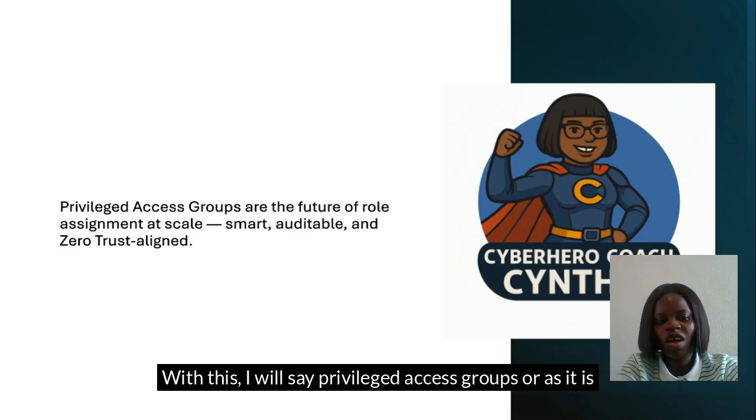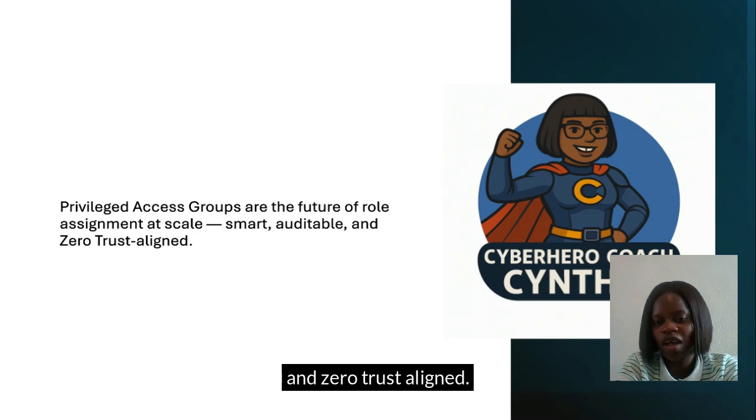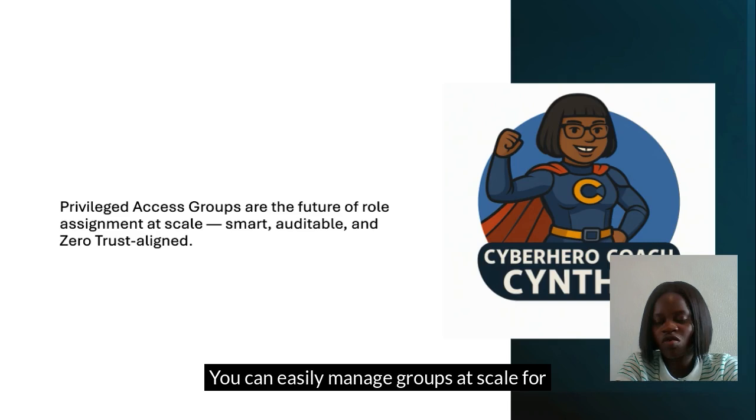With this, I will say privileged access groups, or as it is called now, PIM for groups, are the future of role assignment at scale because it's smart, auditable, and zero trust aligned. You can easily manage groups at scale for consistency and for auditability. So let's check out how to configure groups using privileged identity management.